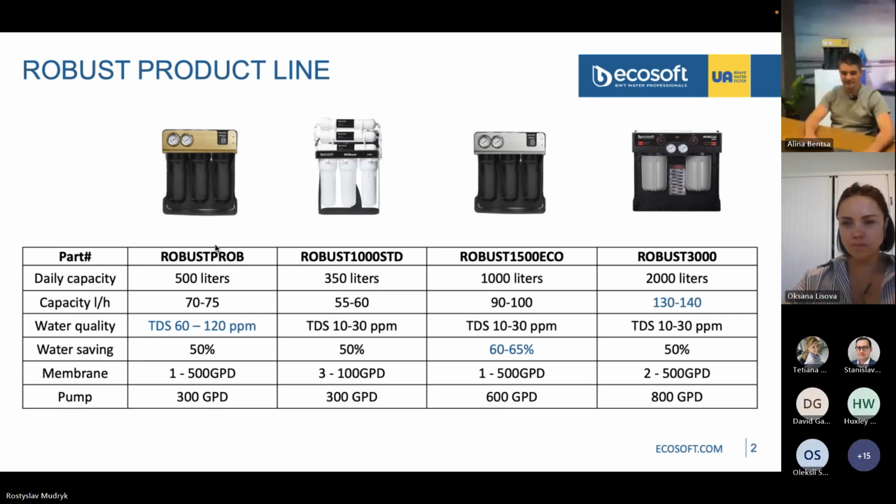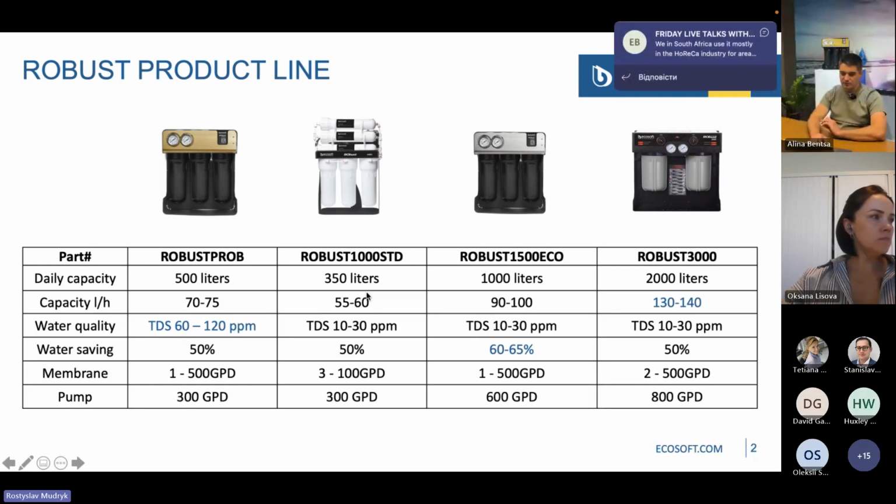Yes, we do. So at the moment we have 5 units in our production range, but on this slide we are showing only four of them. Robust number 5 will be the topic of a future Friday talk. Today I will cover these 4. First of all, they are different in the water quality they provide to the consumer.